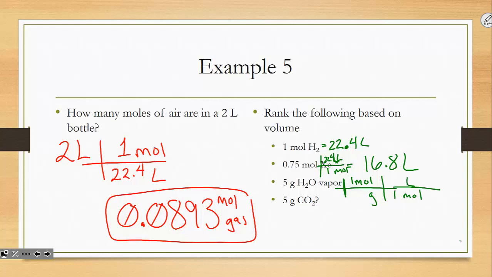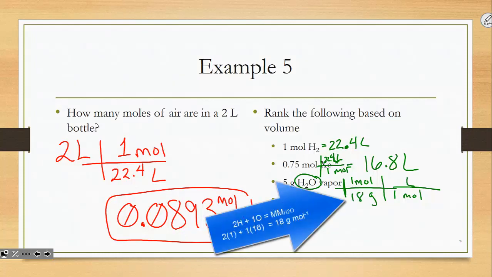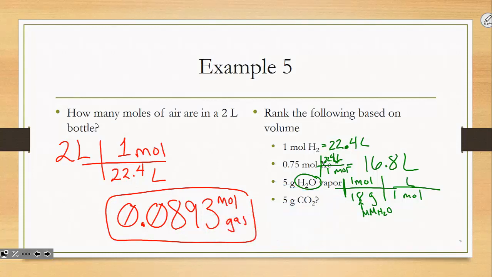So for every 1 mole of water, there are 18 grams of water, 18 being the molar mass of water, 2 hydrogens and an oxygen. For every mole of water, there are 22.4 liters of water vapor. So if we do 5 times 22.4 divided by 18 times 1, this is roughly 6 liters of gas.